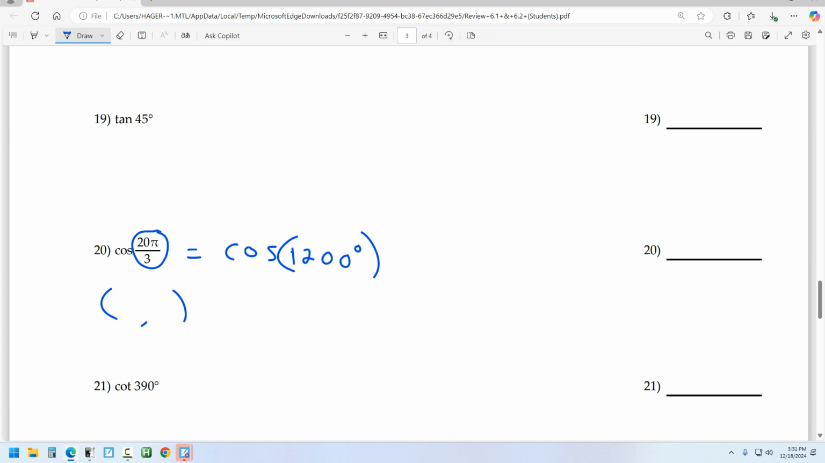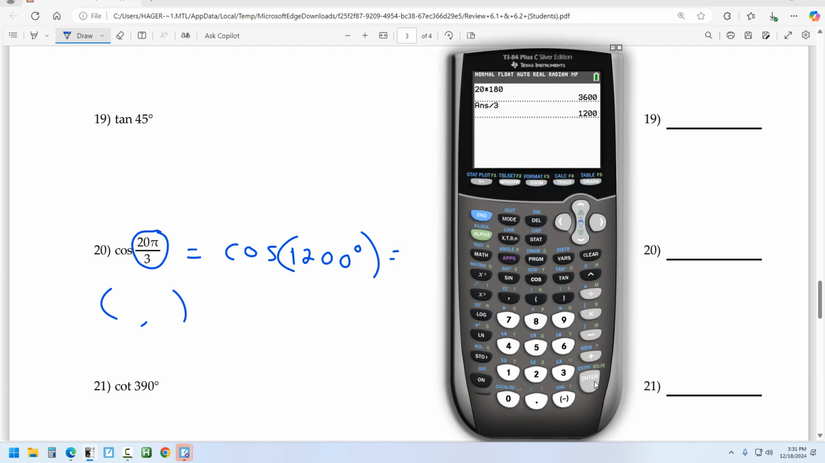All right, so we've changed it to degrees, but I'm still not really crazy about working with that angle. What do you think I don't like about that angle? Really big. Yeah, it's a really big angle. What can we do to that angle to make it smaller? Minus 360? Right, find an angle that's coterminal with it. So minus 360, and we get that. And what could we do now? 840.